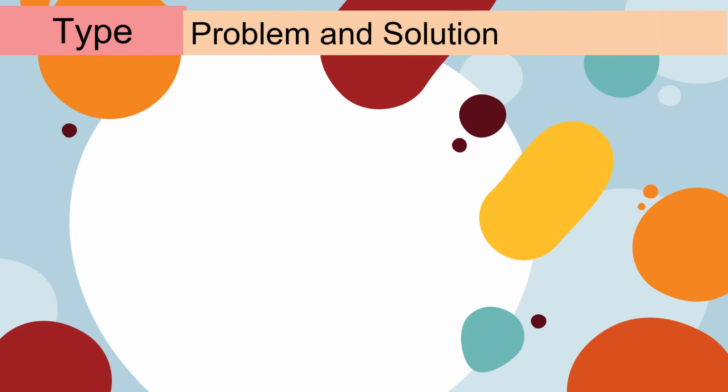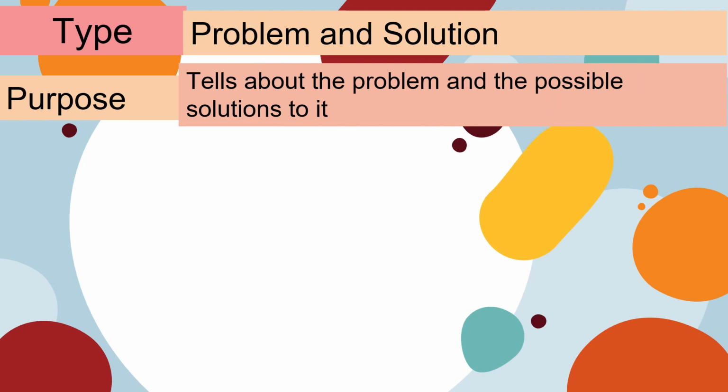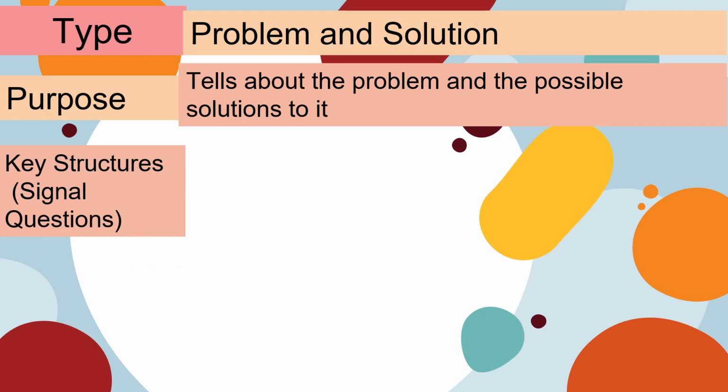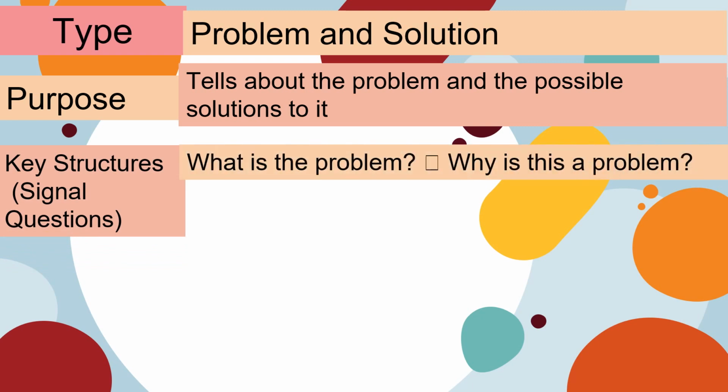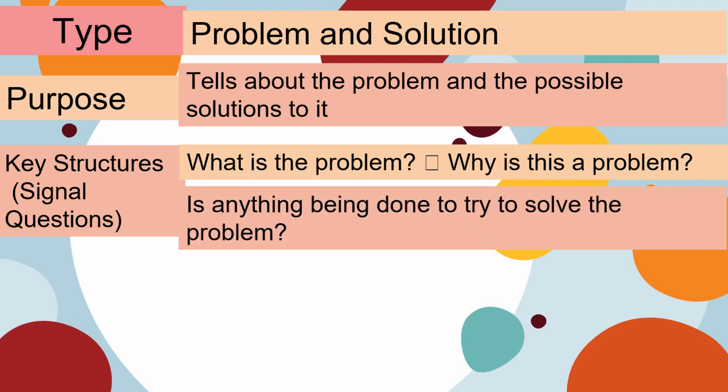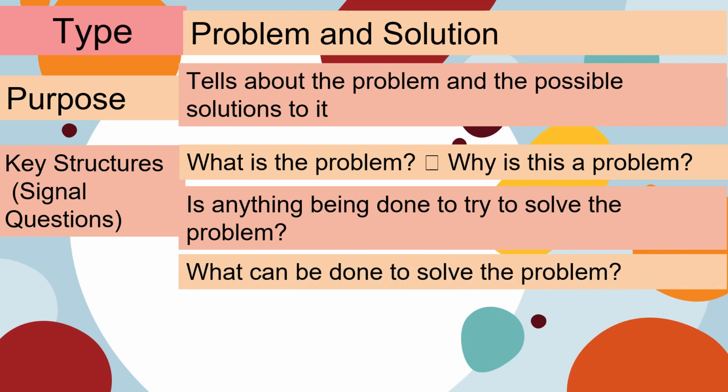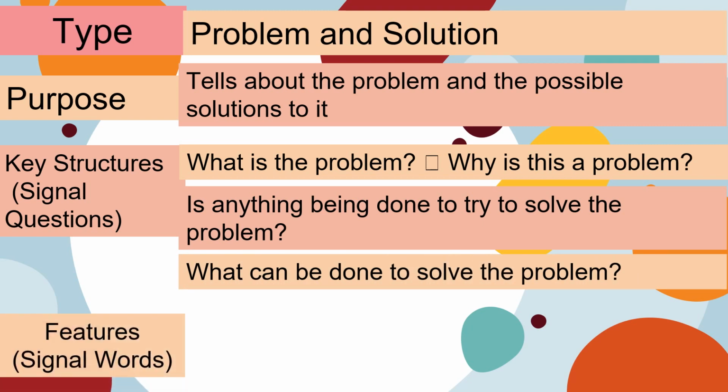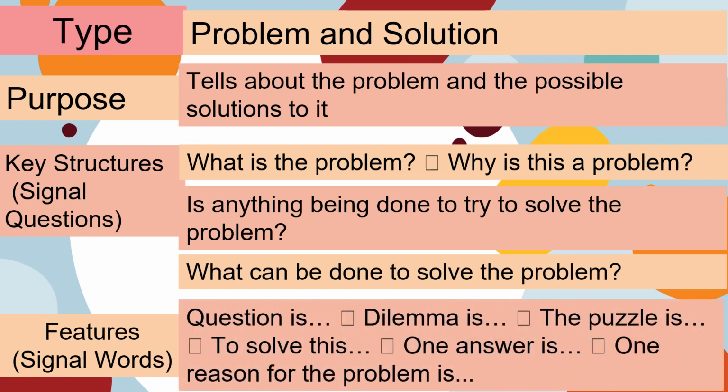And the last type, problem and solution. The purpose of this is to tell us about the problem and the possible solutions to it. The key structures or the signal questions: what is the problem? Why is this a problem? Is anything being done to try to solve the problem? What can be done to solve the problem? And the features or the signal words: the question is, the dilemma is, the puzzle is, to solve this, one answer is, one reason for the problem is.